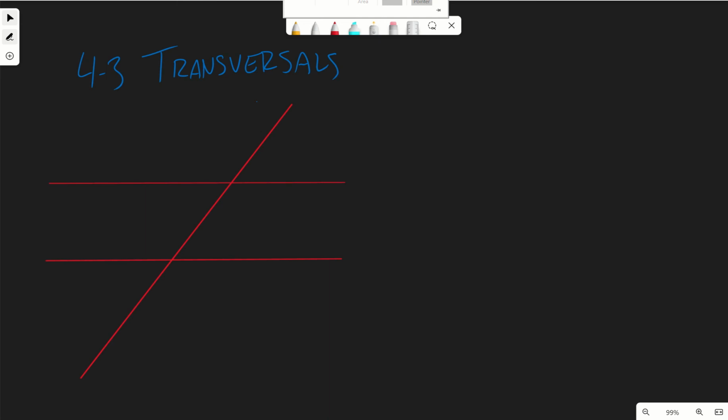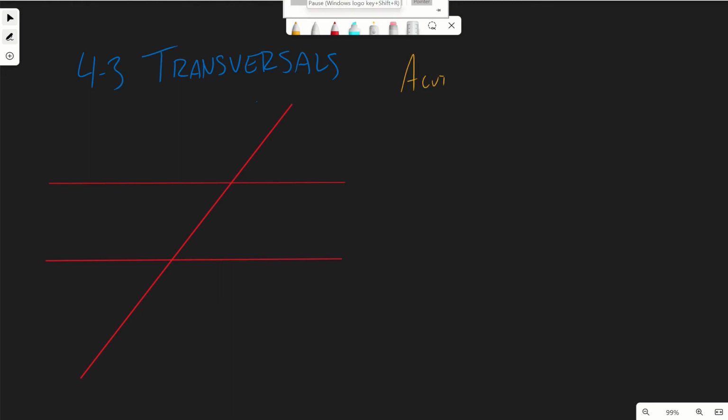All right, so we're talking some more about transversals today. Now, yesterday we identified similar angles. We found the corresponding angles, the adjacent angles, the vertical angles, the supplementary angle, all that stuff. Today we're actually going to figure out angle measures. Now, if you remember, there are two unique angle measures on a transversal.